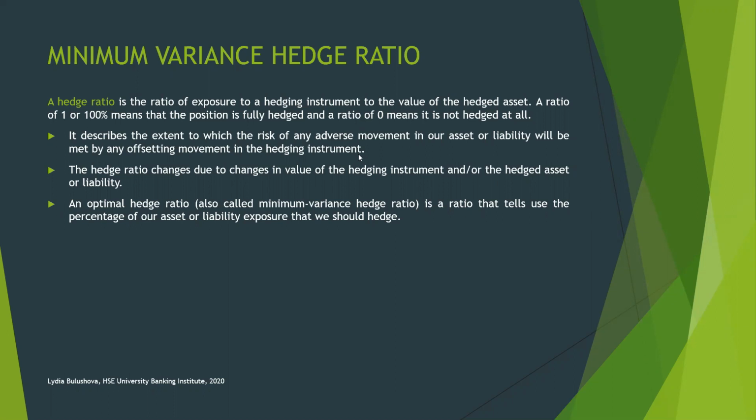So what is a hedge ratio? That's a very simple term. It's the ratio of exposure to a hedging instrument to the value of the hedged asset. Exposure to the hedging instrument is the numerator. The value of the hedged asset is the denominator. It's a ratio expressed as a percentage, and it shows whether the position is fully hedged or not hedged at all.